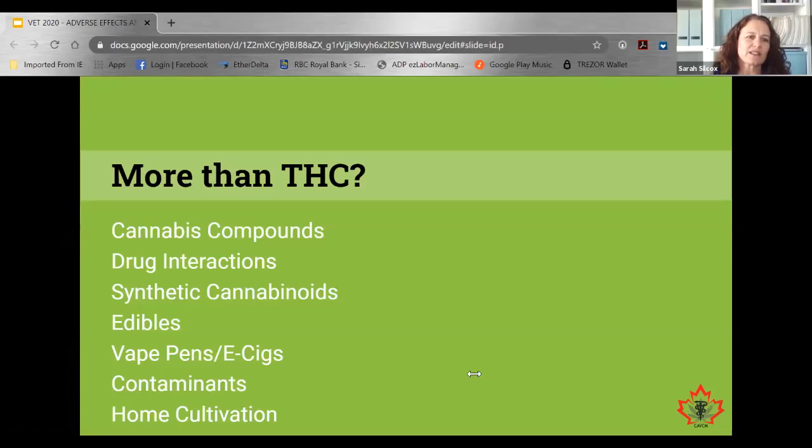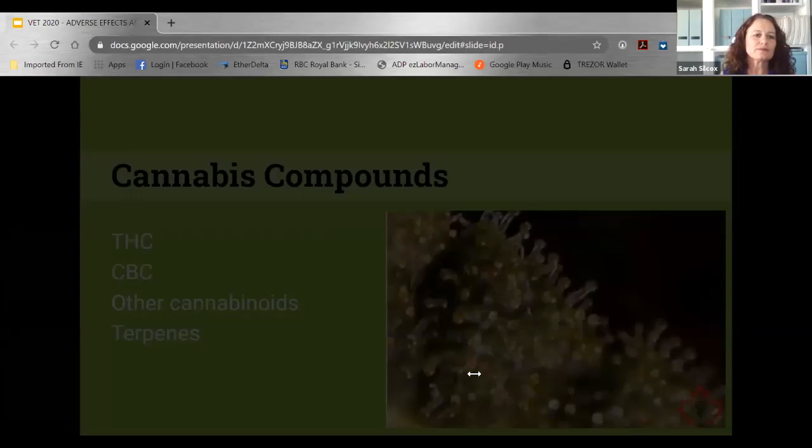So I'll start by looking at some of the potential risks and some of the components found in commonly used cannabis products, as well as potential drug interactions that we should be aware of. And then Dr. Etzier will jump back in to talk about synthetic cannabinoids, co-toxicities that we may see with edible cannabis products, risks associated with vaporizers and e-cig type products. And then I'll wind things up with a quick review of some of the dangers that we need to be aware of related to cannabis production, both commercial production as well as home cultivation.